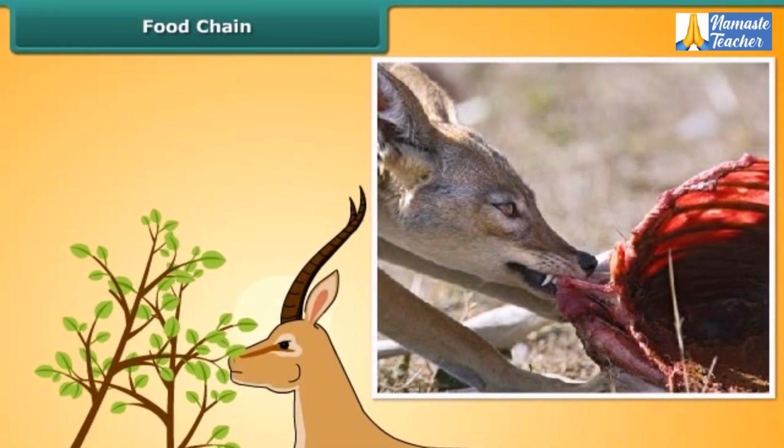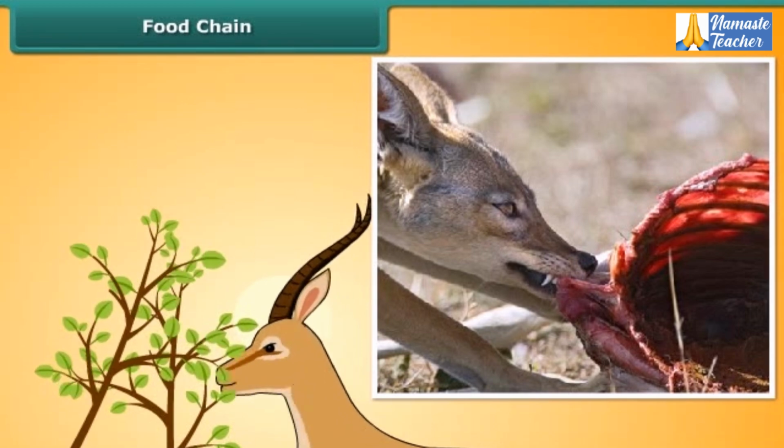Animals can be plant-eating herbivores or flesh-eating carnivores. Animals can also be omnivorous, consuming both plants and other animals. The scavengers feed on dead animals.